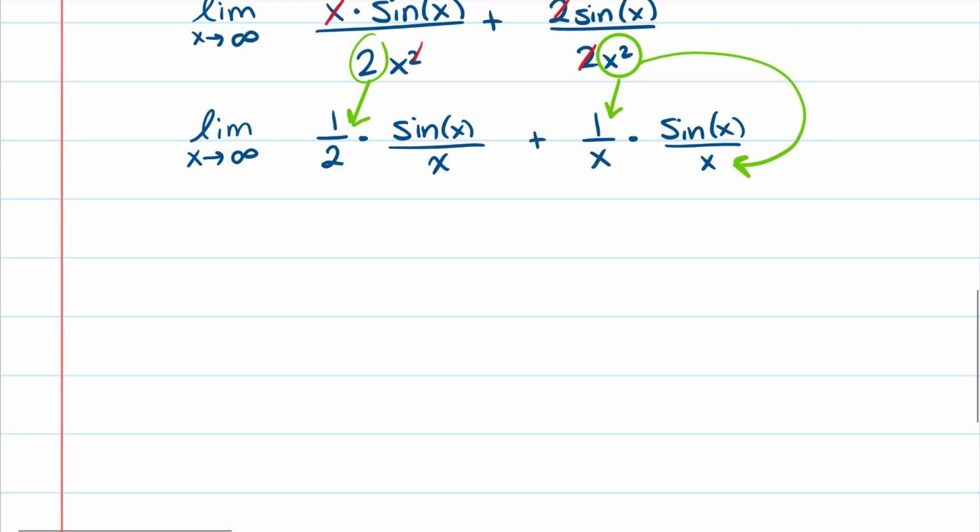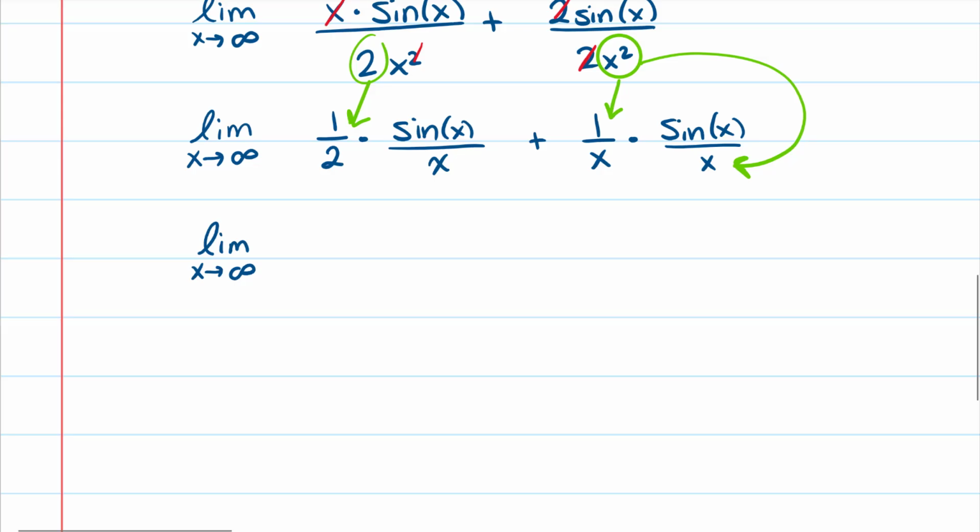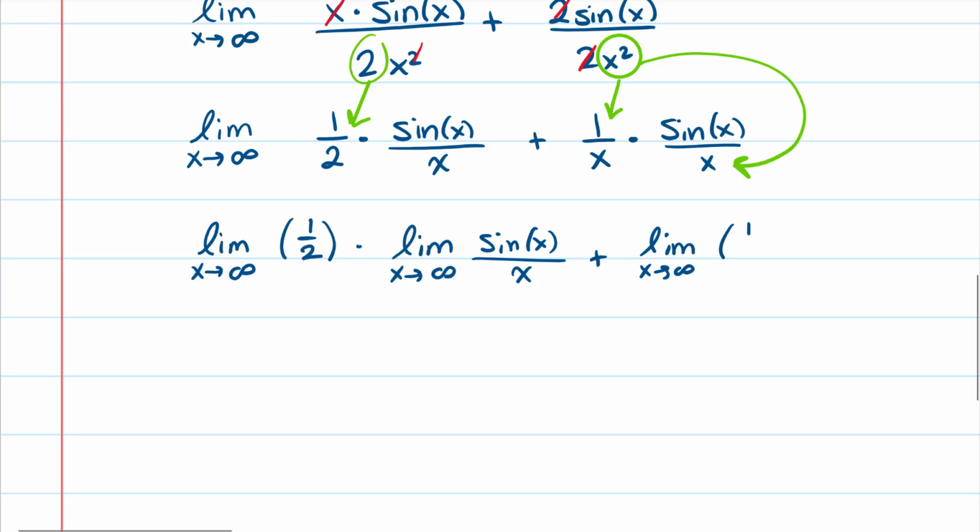Now I'm going to break up this limit piece by piece. I get this as the limit as x goes to infinity of 1/2 times the limit as x goes to infinity of sine of x divided by x, plus the limit as x goes to infinity of 1 over x times the limit as x goes to infinity of sine of x divided by x. So now I can do this piece by piece.